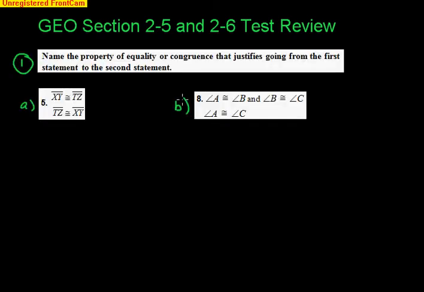Simply name the property of equality or congruence that justifies going from the first step to the second step. So the question is in this problem, problem A, if segment XZ is congruent to segment TZ, why can I say then that segment TZ is congruent to segment XY? This one is commonly missed. It was missed on the homework check a lot. This is not reflexive property. Reflexive property is the same thing on both sides. That's not true. What happened is the left and right side flipped.